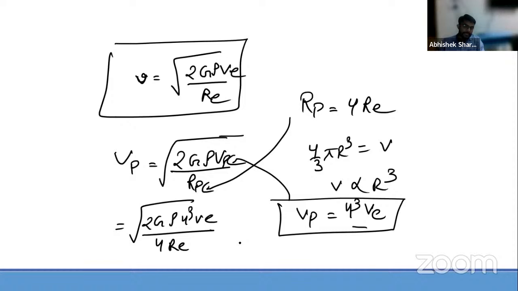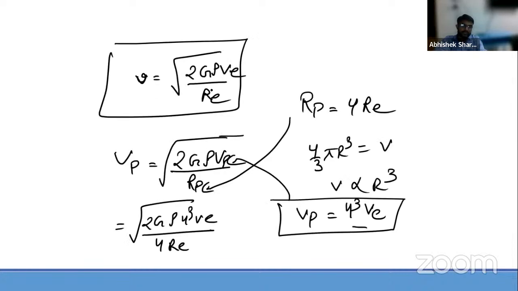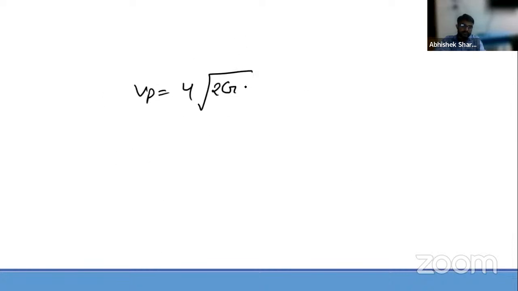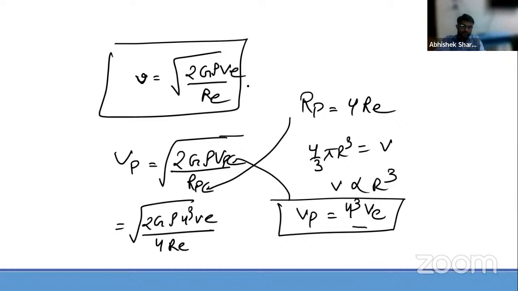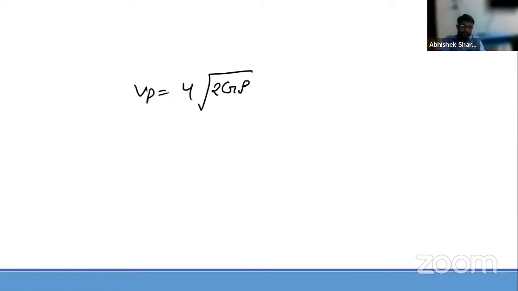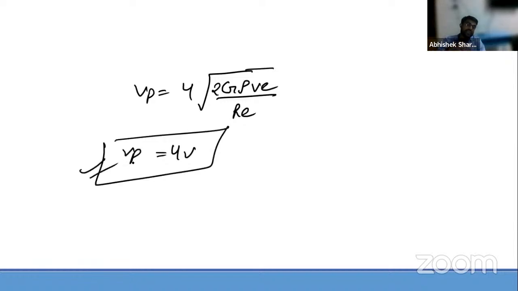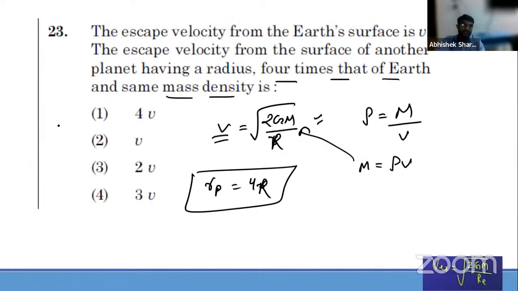So the answer comes out to be, this is 4 square. So the answer is Vp equals 4 under root 2g rho, VE, RE. 4V is the answer. So the escape speed at another planet will be 4 times the escape speed of the earth. So the answer is first.